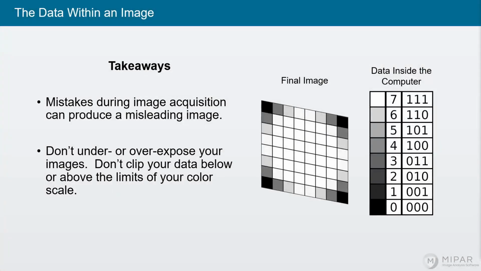So our takeaway here is that if you're not careful with your microscope settings, you can produce a misleading image by blowing out detail or potential information on noise that you would need in your image. And I encourage you, don't over or underexpose your images. Don't clip the data off above or below the limits of your color scale.